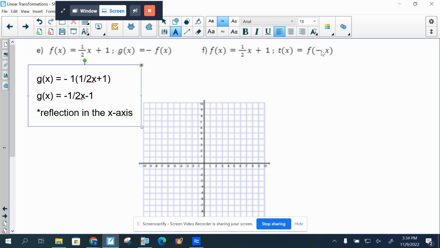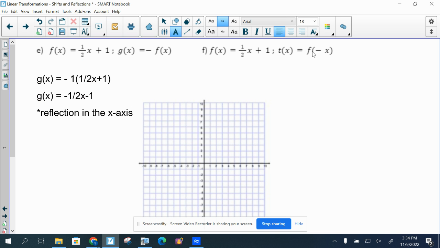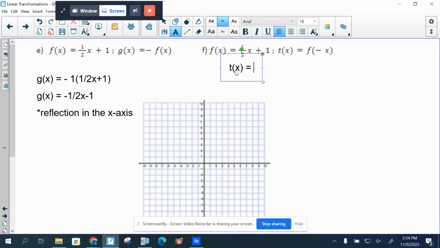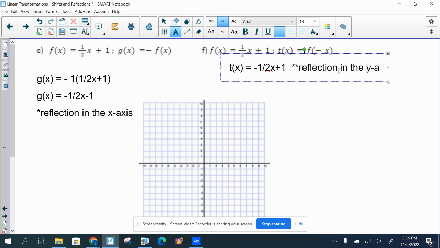And then for this one, the negative sign is inside of the parentheses, so only the x gets the negative, not both numbers in the equation. So t of x will be negative 1/2 x plus 1. And this would cause a reflection in the y-axis.